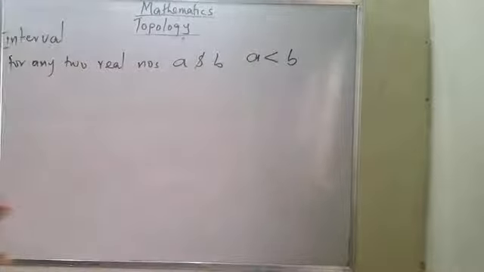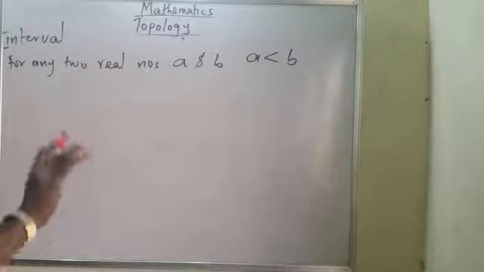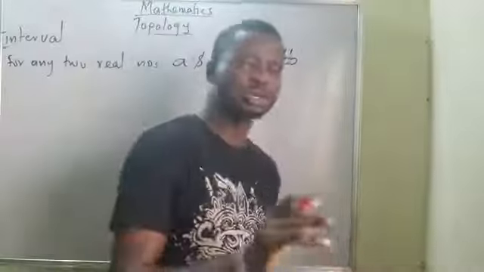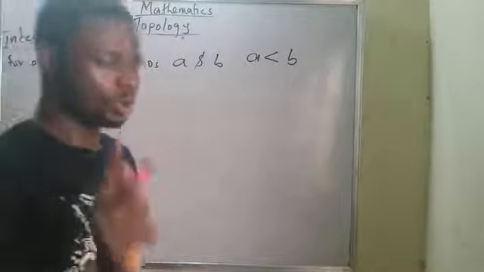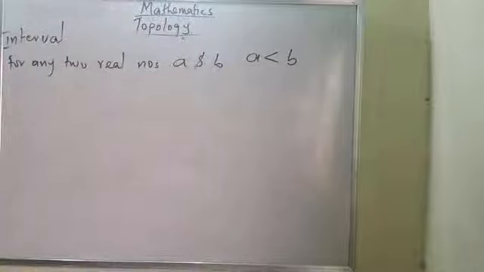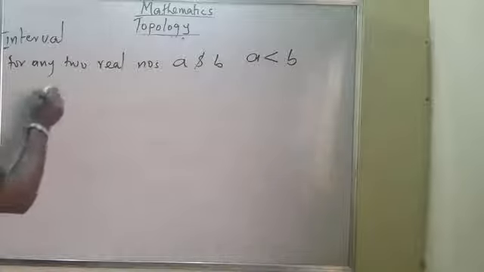The first one, open. The second one, close. The third one will be semi-close. Semi-open and semi-close. Take note of this very, very well. Now, if I should explain this very well to someone, it means I'm talking about a set of real numbers.